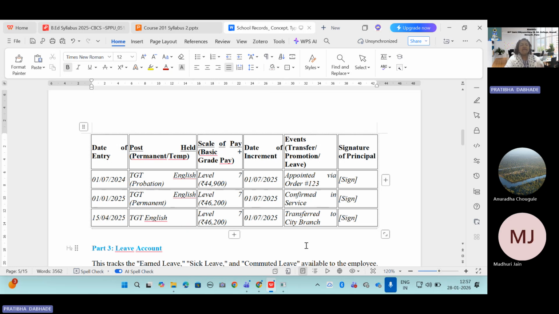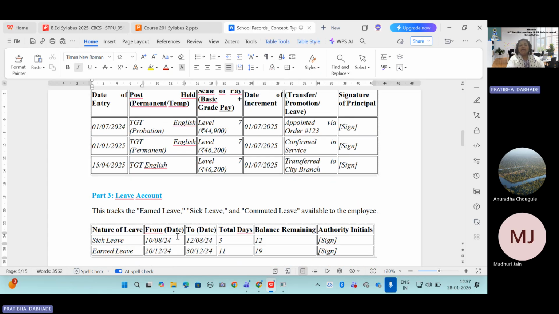Then see, some schools are having different branches. So the teachers are transferring from one branch to another. So even what they are going to write here: transfer to city branch. You can see. Okay, so accordingly it is maintained. Then next is the leave account. You have heard about it. I haven't heard of it in the private sector, but definitely it is in the government sector.